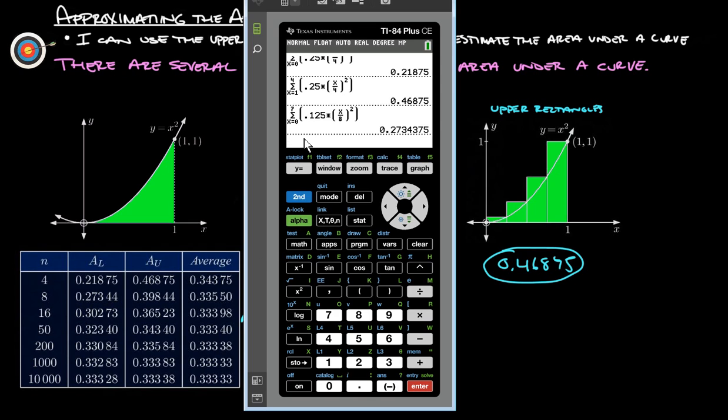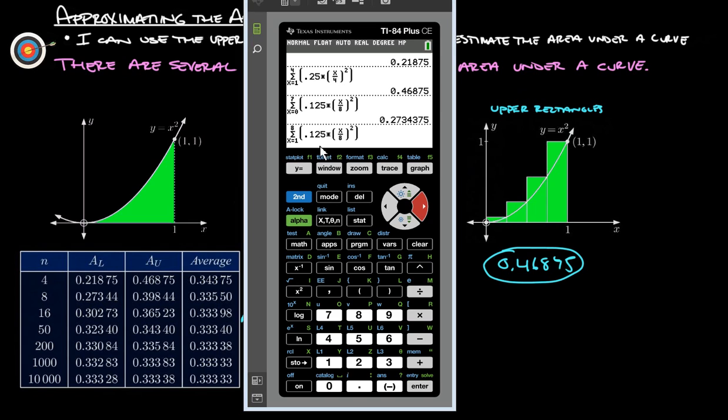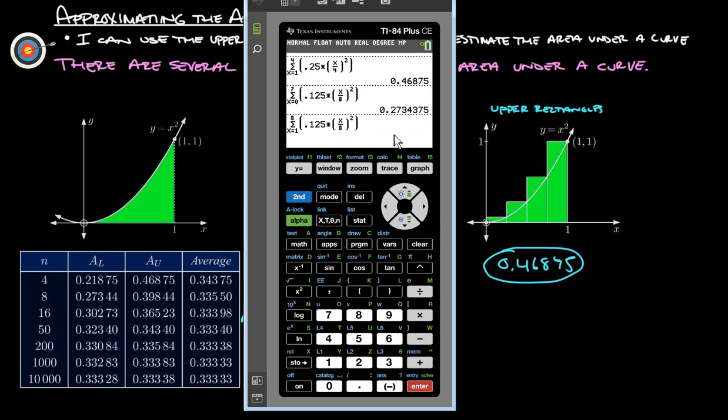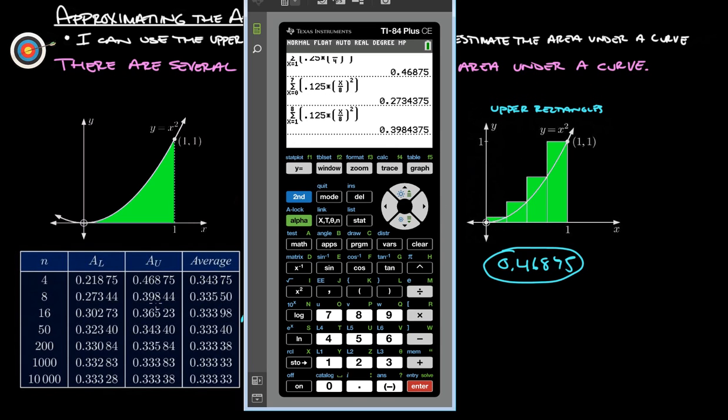Okay, and then we can go back and do the same thing for the upper. I'll just do that really quick instead of making you wait. I'll pause it. Okay, so I went back and got the same thing over again and just changed our 0 to 1 and our 7 to 8, because if we're doing the upper rectangles, we're going to start here at the 1/4, 2/4, 3/4, 4/4, or in this case 1/8 all the way up to 8/8. We push enter there, and our upper rectangles is 0.39844, which is what that would round off to.